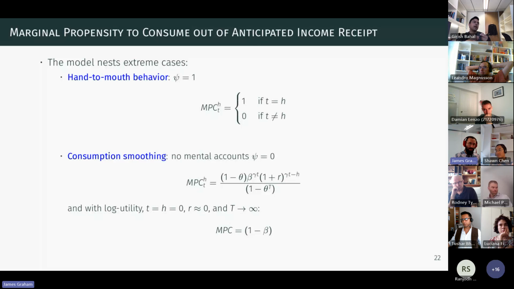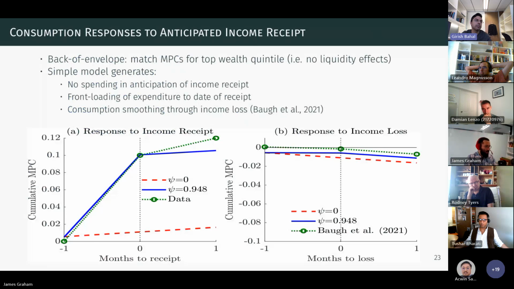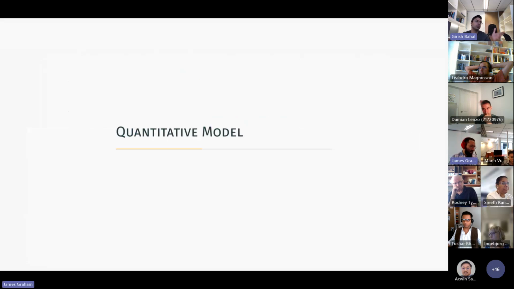But there's kind of a trade-off, because with only one parameter, it's really difficult to simultaneously get the anticipated response all the way to 0 and to get the contemporaneous response to whatever number you need it to be, 10% or 15% or whatever. Right. Otherwise you'll have a very high MPC on the day of the check, which you don't.